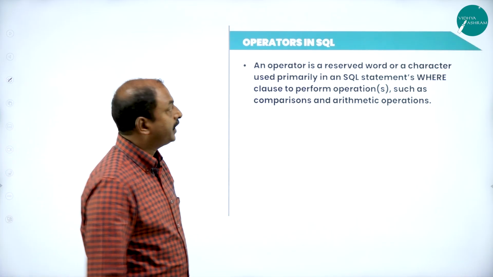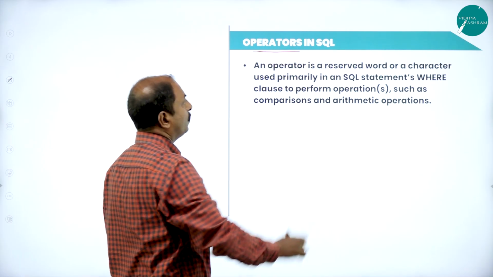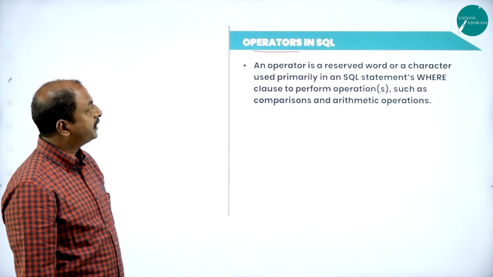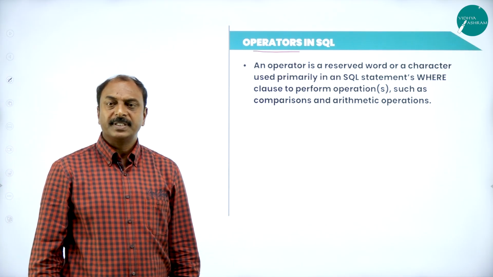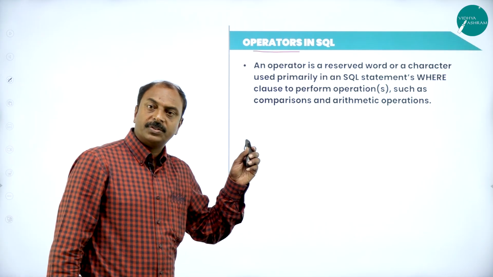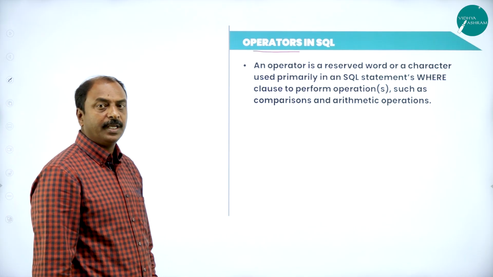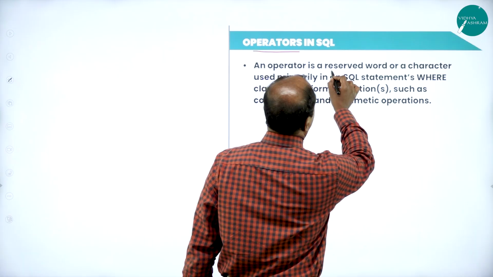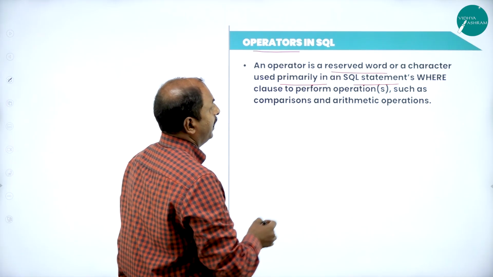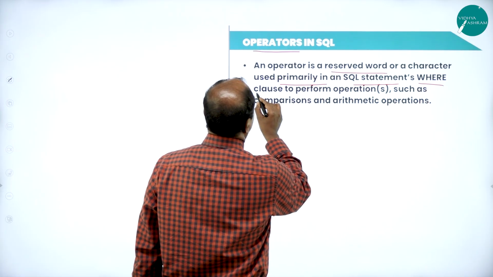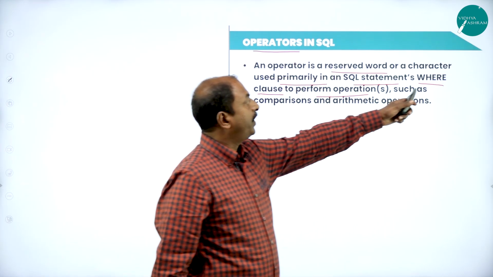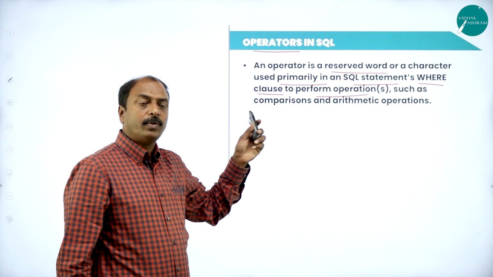Now the next concept is operators. What are operators? As we have learned in C++, operators are nothing but symbols that represent a particular type of operation. Similarly, now we are going to see different types of operators in SQL. So here an operator is a reserved word or a character used primarily in SQL statements, and in the WHERE clause, to perform operations. And here we are using operators along with WHERE. WHERE is a clause we are using in SQL commands.